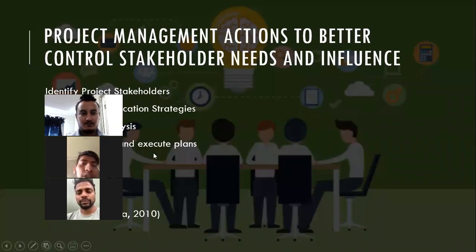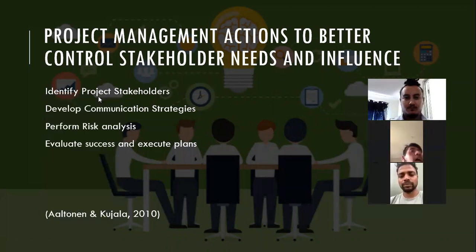How can project management action be taken to better control stakeholder needs and influence? As you all know, in any project, in any mega project, stakeholders play a vital role. So in the first place, the project manager should identify the project stakeholders: how they can impact, how much power they have, and how much they can influence the project. Because in the course of the project, the expectations of the stakeholders can be reviewed, so that the project can be completed within time and budget.